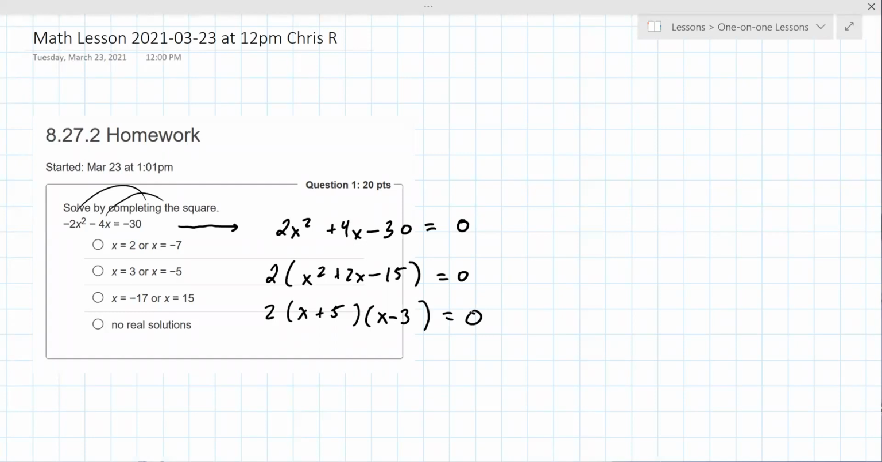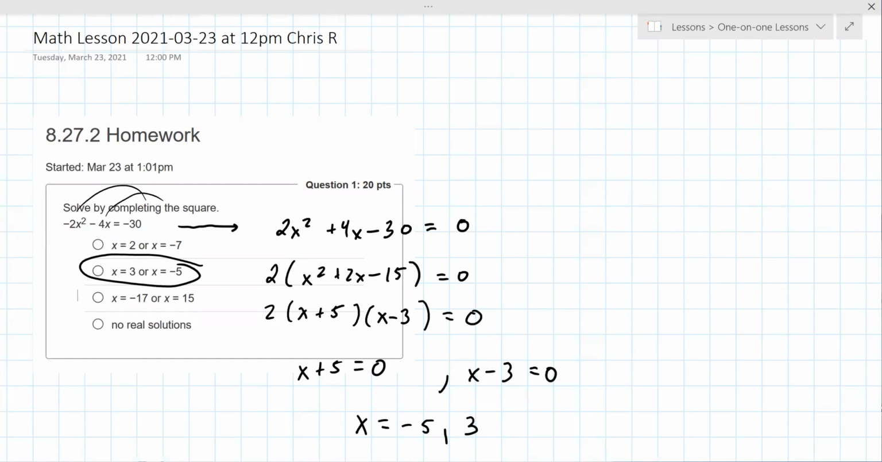Yep, so what did you get here? Because you said x plus 5 equal to 0 and x minus 3 equal to 0. So x equals 5 and x equals -3. Oh, sorry, I switched it by accident. Okay, but yeah, that's how you do it. All right, good. So let me enter that in, and then we'll move on to the next one here.